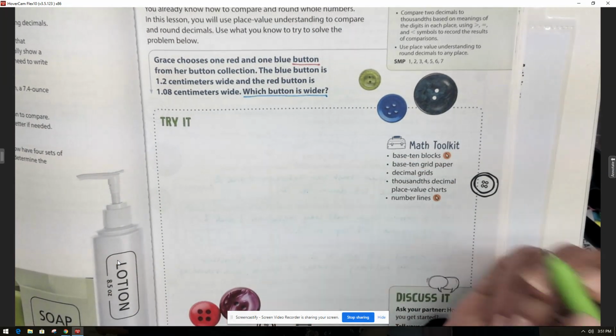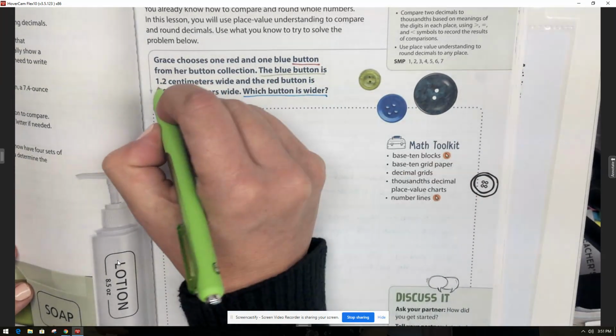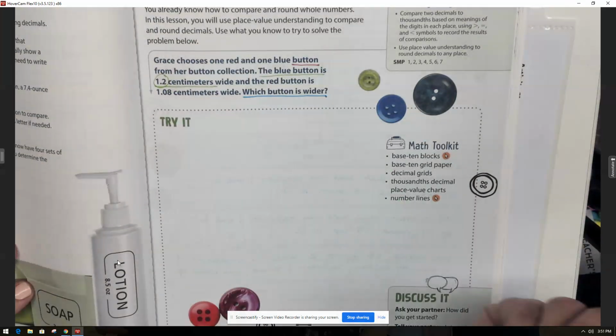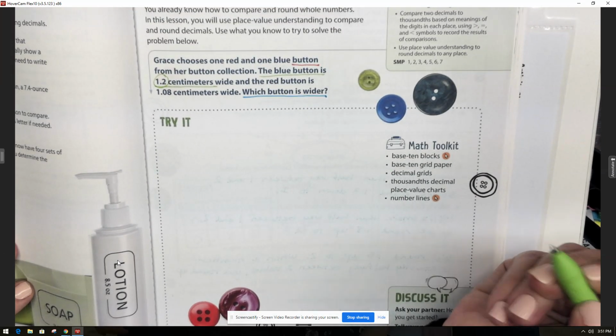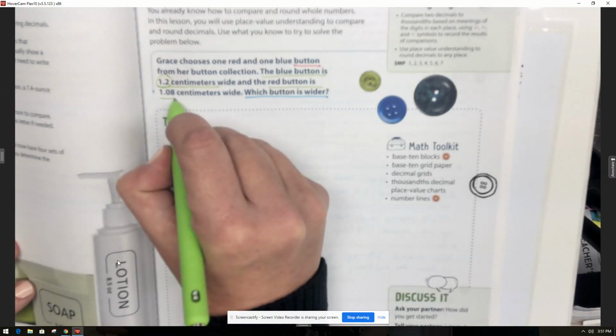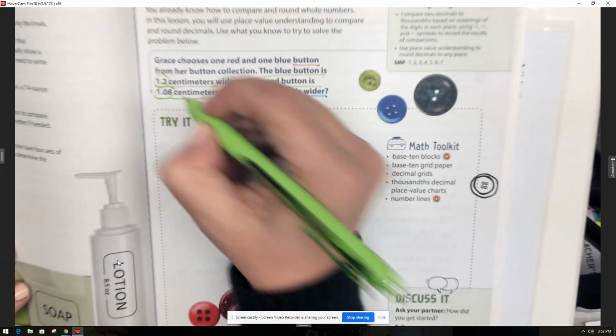And the important information is that we have a blue button that is 1.2 centimeters wide. And I'm going to circle that 1.2 or 1 2/10 centimeters. And we have a red button that is 1 800 centimeters wide. And I'm going to circle that 1 800.